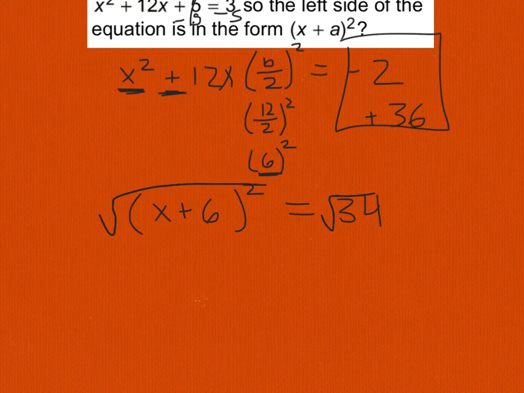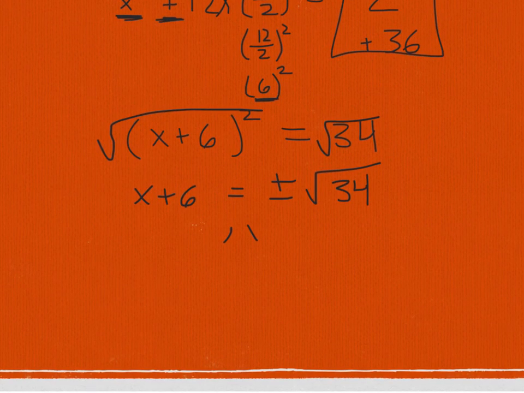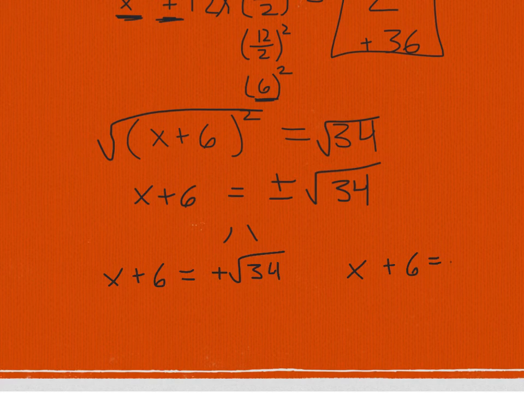You get x plus 6 equals positive and negative square root 34. Perfect. X plus 6 is equal to plus or minus square root 34. So we're going to have two equations here. X plus 6 is equal to a positive square root 34, and x plus 6 is equal to a negative square root 34. You have to write the square root.